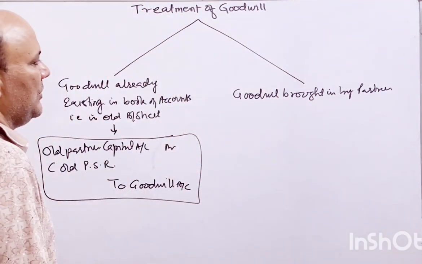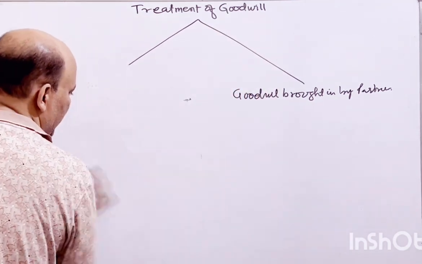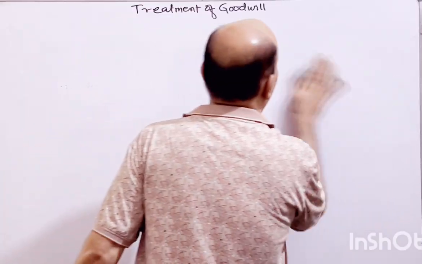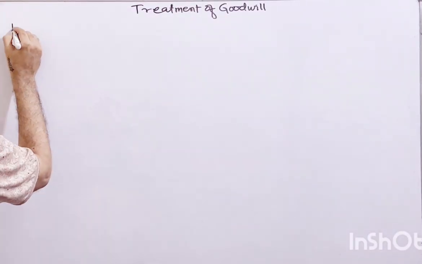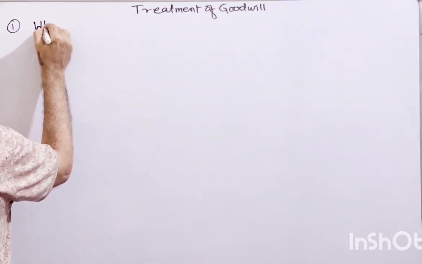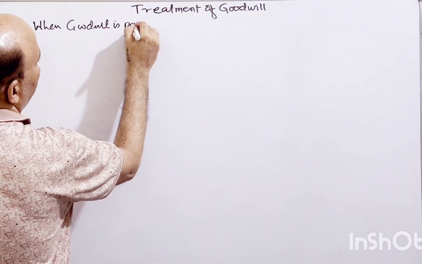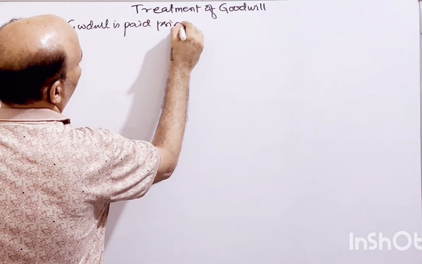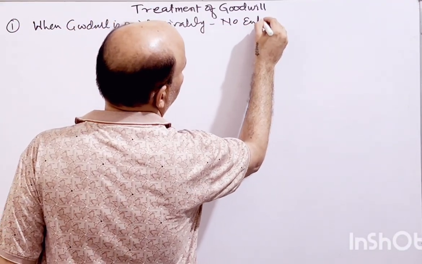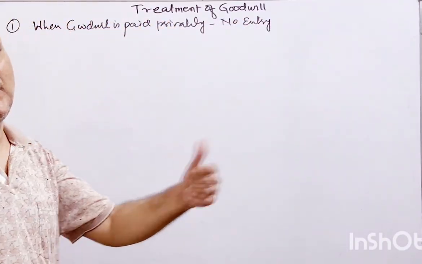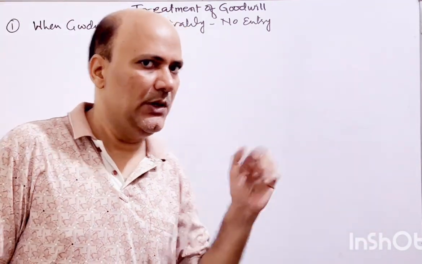In the second situation, when the goodwill is brought in by the partner, we have to see different cases. In the second thing, we have different cases. First, when goodwill is paid privately, no entry would be taken into the books of account if goodwill is paid privately, out of business. Anything which is outside the business, we are not going to take into the books of account.